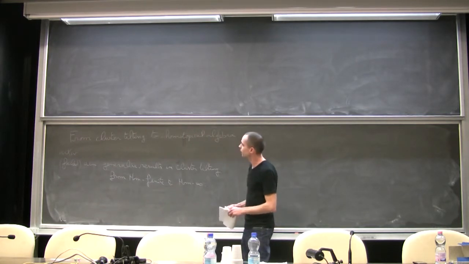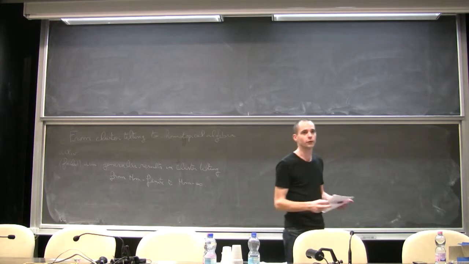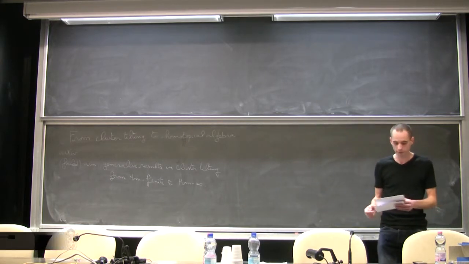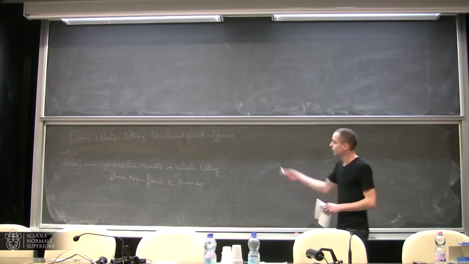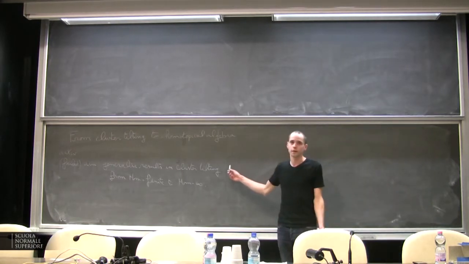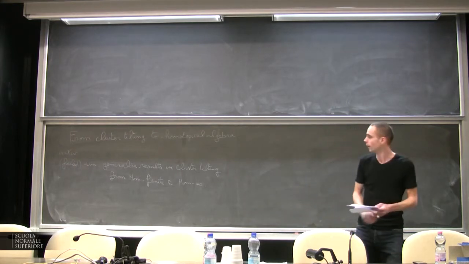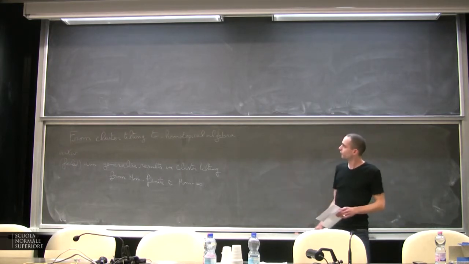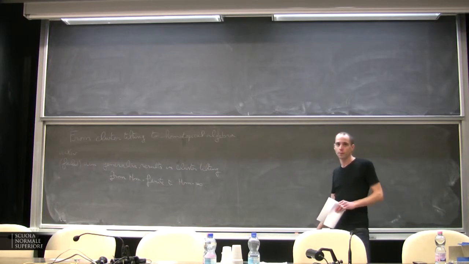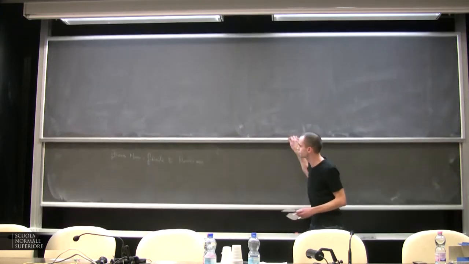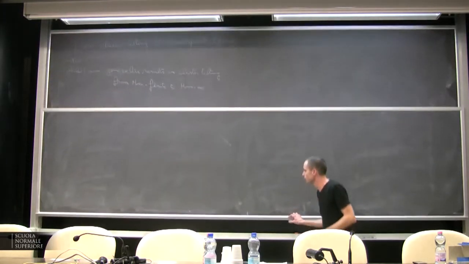Okay, so I'll start with an example, the cluster category of type AM, which is very easy to describe combinatorially. Then present the results from cluster tilting theory that I would like to reinterpret. Talk a bit about homotopical algebra, just give the basics on model categories, and then explain my main results.